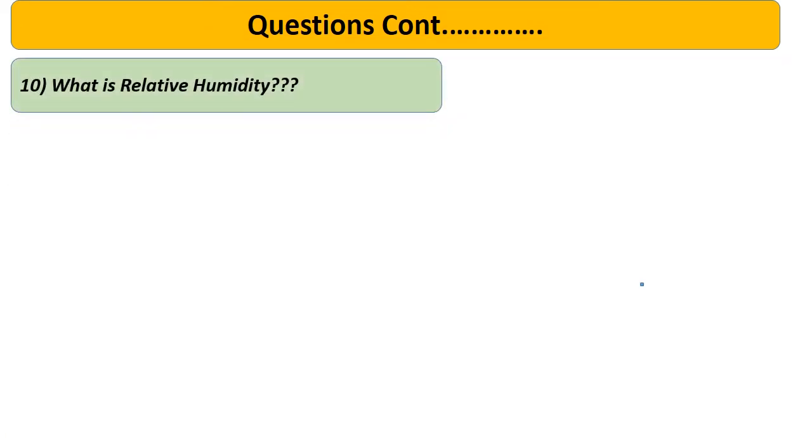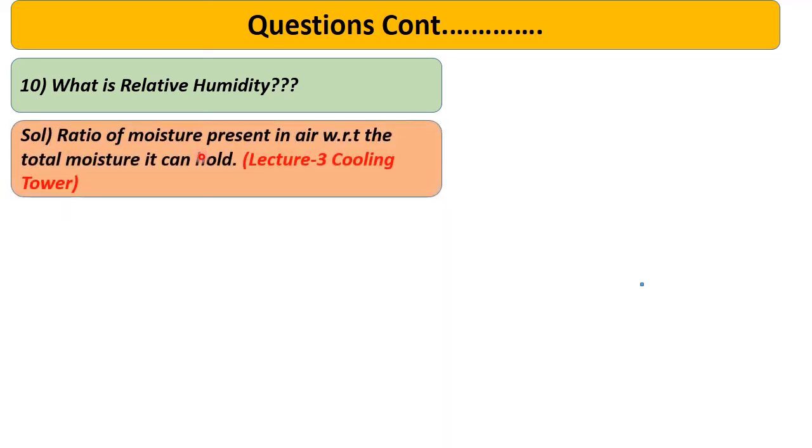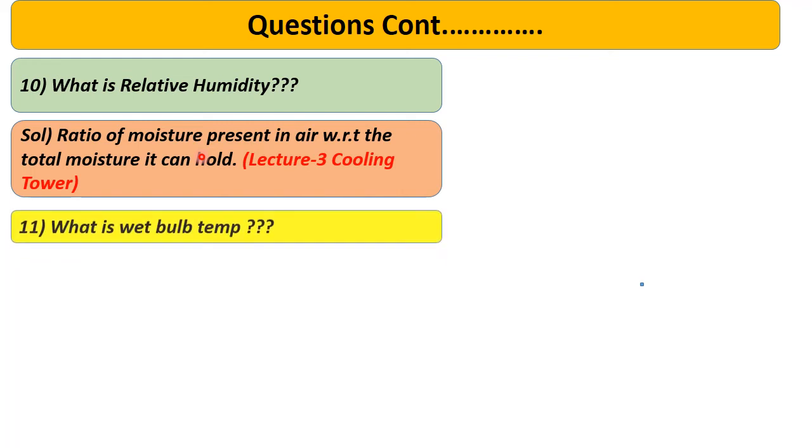Next question is, friends, what is the relative humidity of a cooling tower? Friends, relative humidity is basically the ratio of the moisture present in the air with respect to the total moisture that it can hold. In my lecture 3 of cooling tower, I have covered this topic in a detailed way.